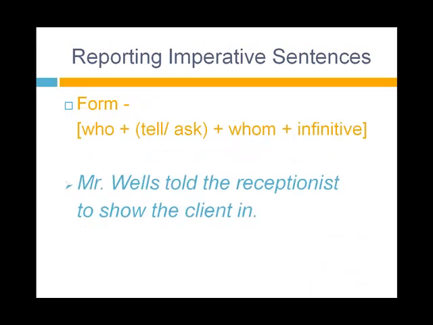So when reporting imperative sentences, we most often use this form: who, our speaker; tell or ask, the reporting verb, usually in the past tense; whom, the object; and the infinitive. Again, our example is Mr. Wells told the receptionist to show the client in. Let's try our first exercise.